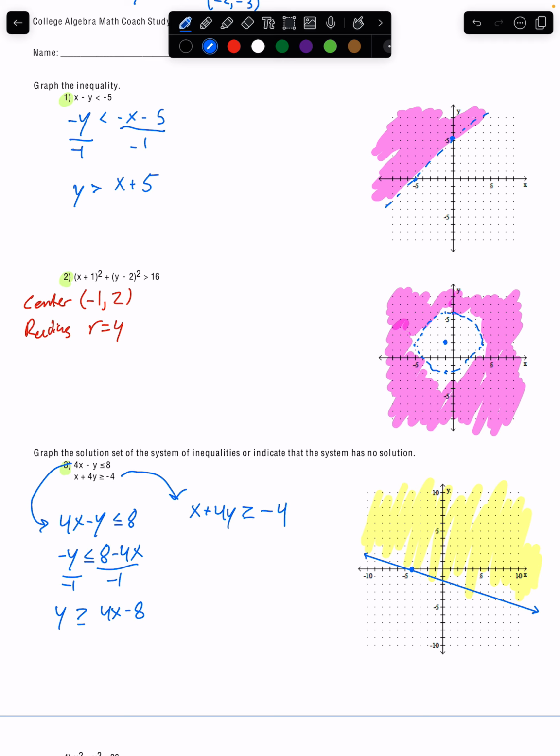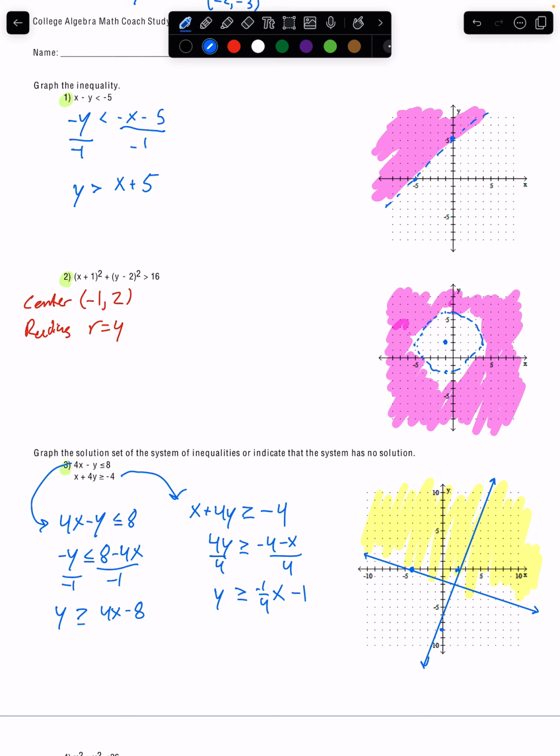We'll subtract x from both sides. We'll divide both sides by 4. We don't need to flip the sign because it's not negative. Assessing some points, I see that we're going to plot it like this. Close enough.